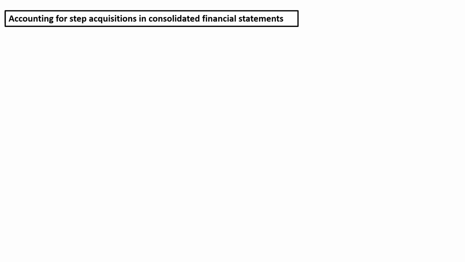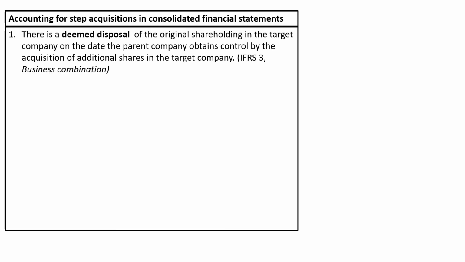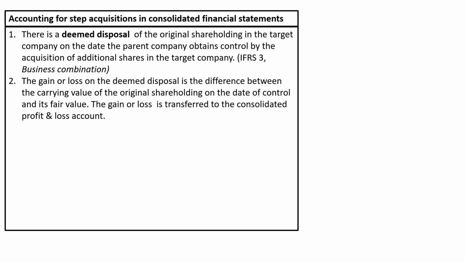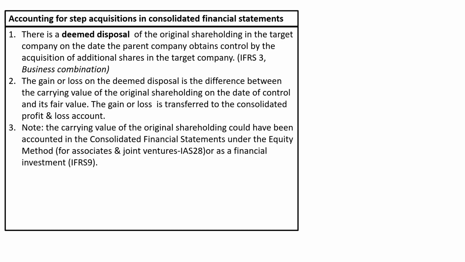So, what are the accounting requirements for step acquisitions in consolidated financial statements? First, there is a deemed disposal of the original shareholding in the target company on the date the parent company obtains control by the acquisition of additional shares in the target company. Second, the gain or loss on the deemed disposal is the difference between the carrying value of the original shareholding on the date of control and its fair value. This gain or loss is transferred to the consolidated profit and loss account.